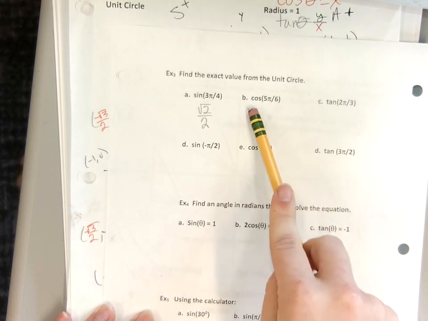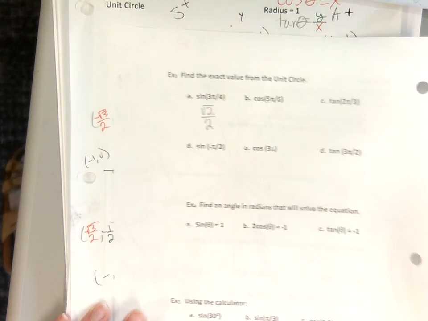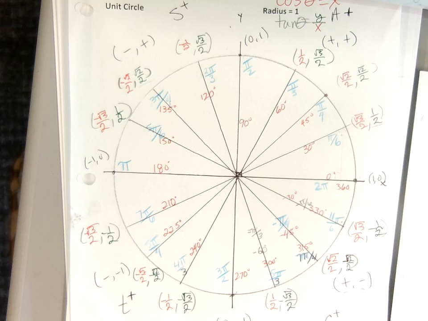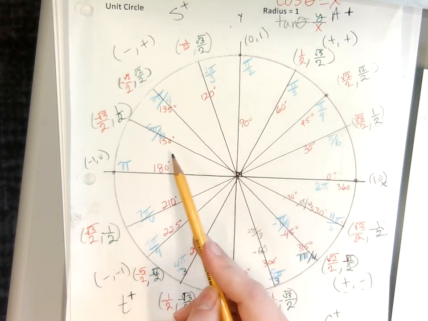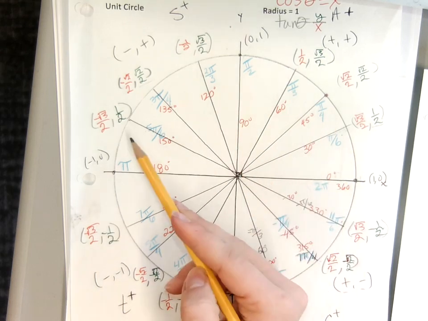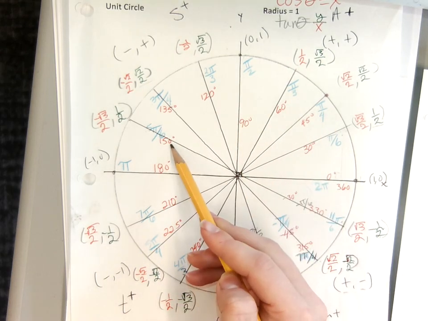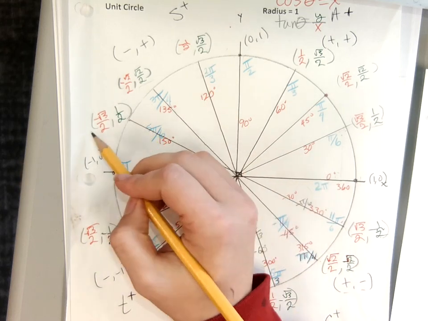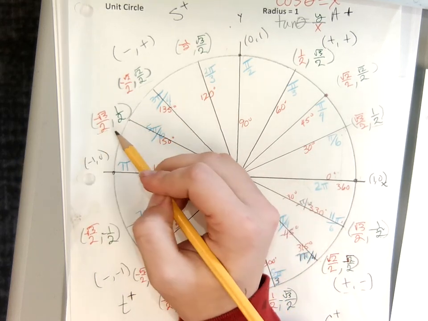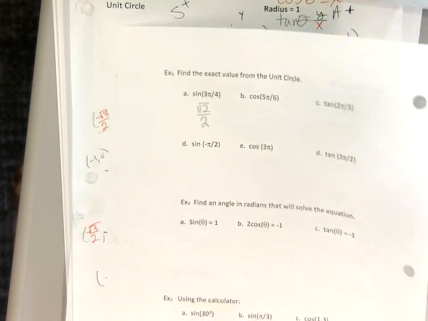Moving on to cosine of 5 pi sixths. So I'm going to go to 5 pi sixths. That's 5/6 of this first 180, because 180 is pi. And the x value there is negative root 3 over 2.